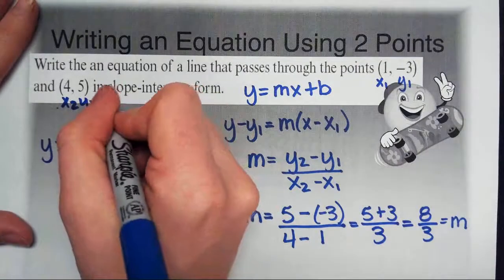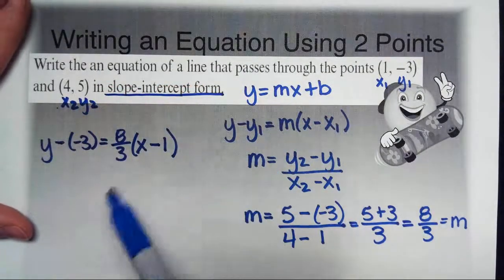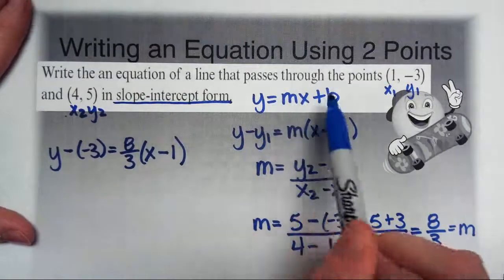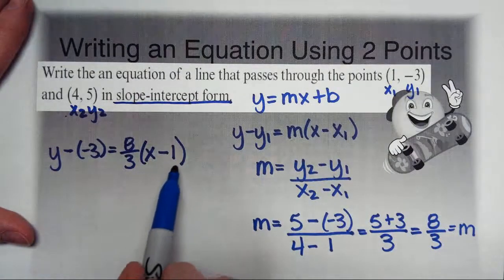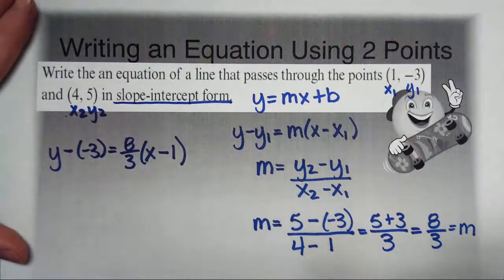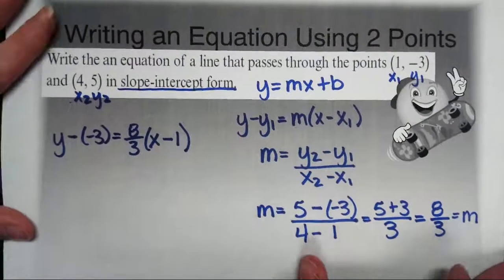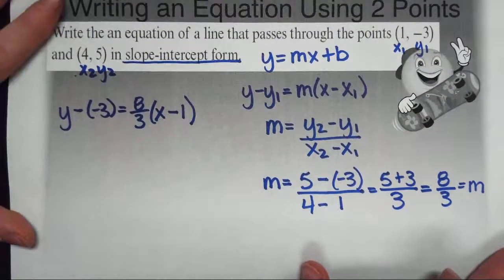But the question is asking for it in slope-intercept form. Now, we don't have to find the y-intercept and then plug it in here. We can actually simplify this equation by solving it for y and it will be in slope-intercept form. So that's what I'm going to do. I'm going to simplify this equation and then solve it for y to get slope-intercept form.